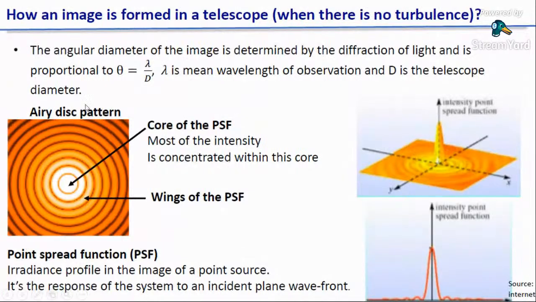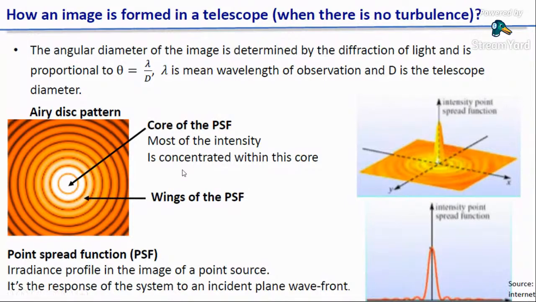These are the diffraction patterns known as Airy rings or Airy disk pattern. The core is the PSF, the point spread function. That is the brightest, most intense part. It contains most of the intensity in the center, and it fades as we go far from the center. You can see in this representation that there is a peak intensity at the center, and then it decreases constantly.